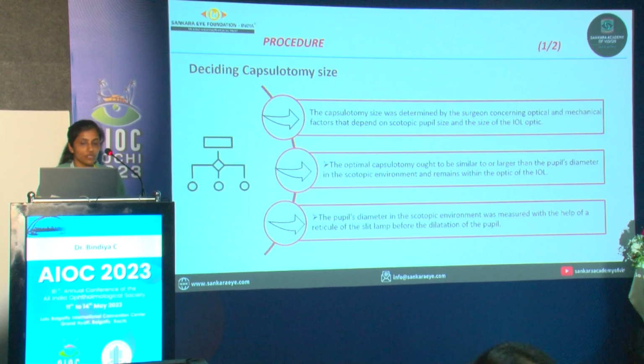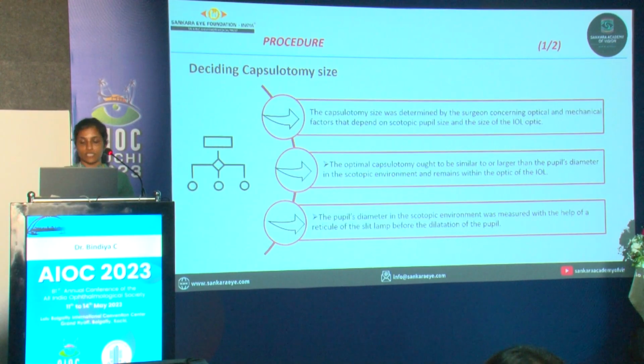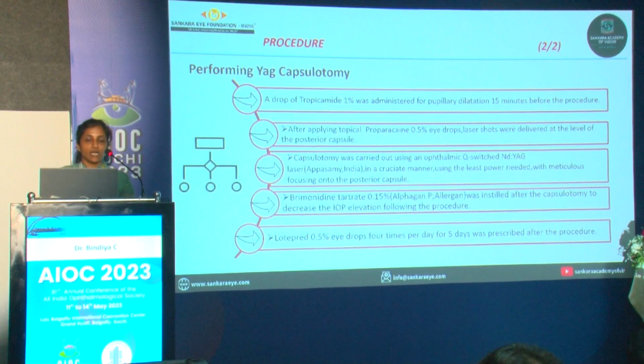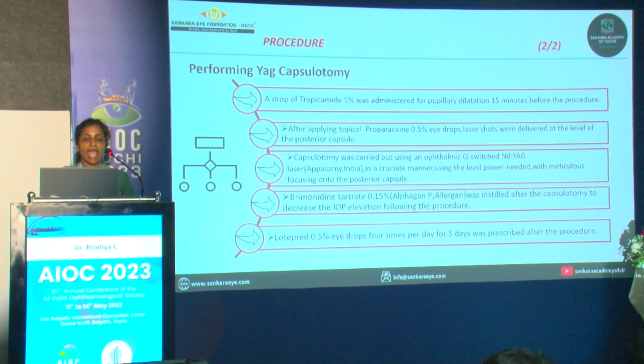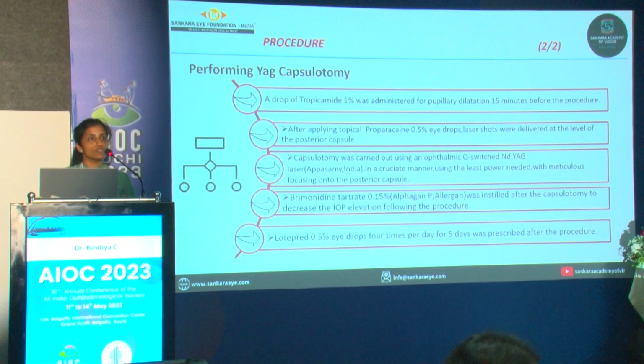So deciding capsulotomy size. It was decided by the surgeon based on the fact that it should be similar or larger than pupil's diameter in the scotopic environment. And it was measured with the help of reticule of slit lamp before the dilatation of pupil. We performed YAG cap after putting a drop of tropicamide at 1%, and we applied topical proparacaine drops, and laser shots were delivered at the level of posterior capsule. After doing the capsulotomy, post-op drops were prescribed like brimonidine and loteprednol.